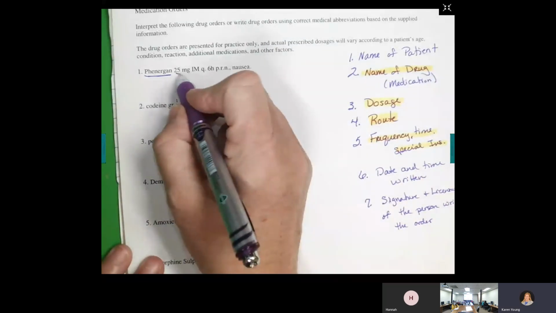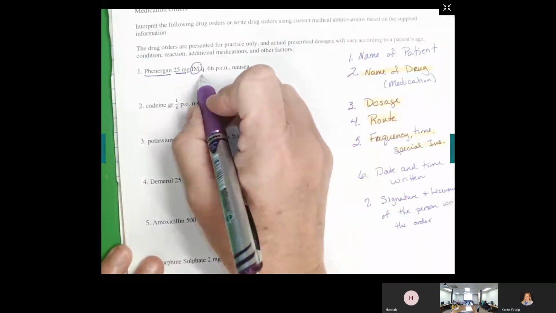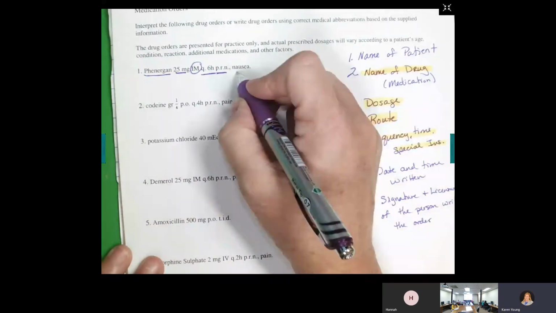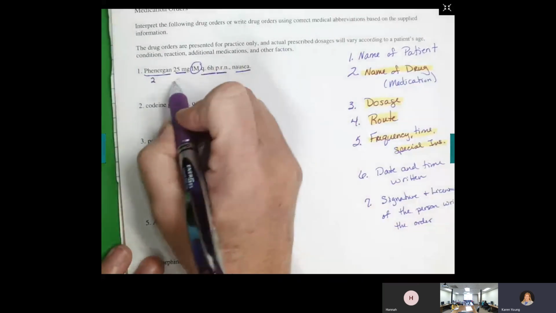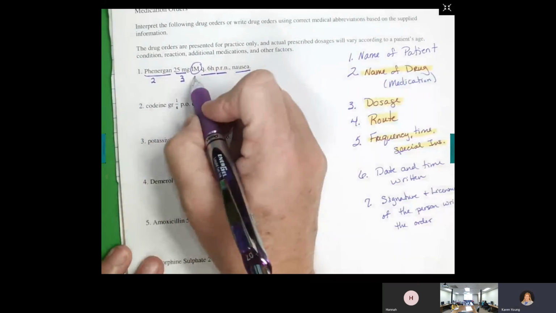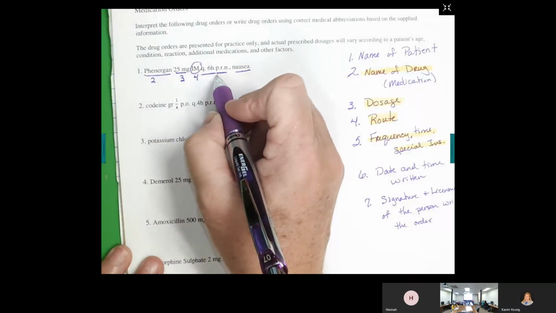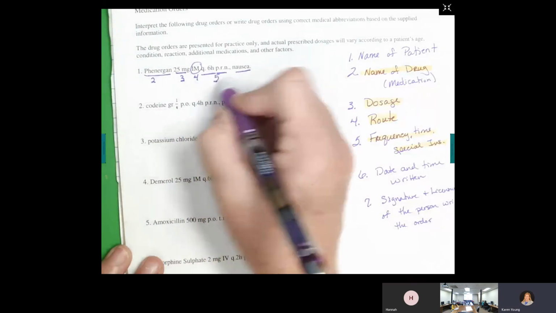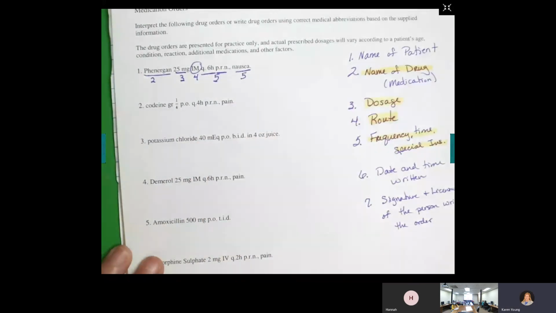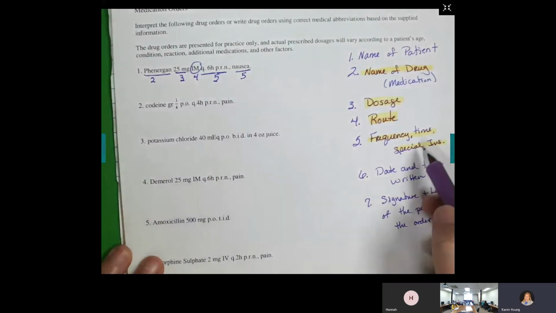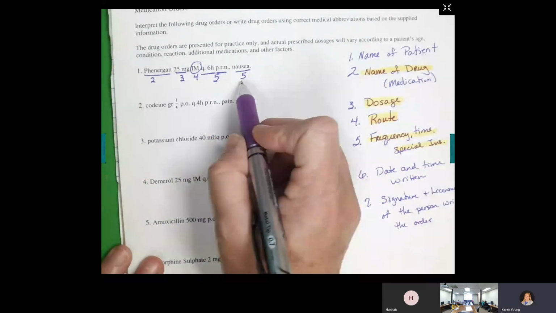The 25 milligrams is our dosage. The IM is our route. The every 6 hours PRN is our frequency. And then the nausea is the special instructions. So this is like number 2, 3, 4. This is part of 5, and this is the other part of 5. Okay. So your frequency, your time, your special instructions all go together.